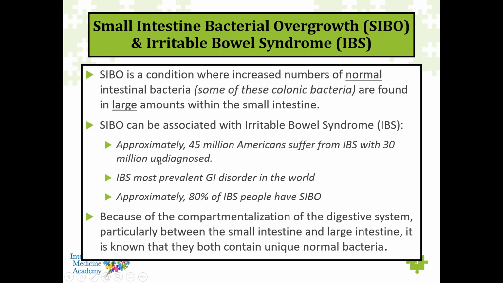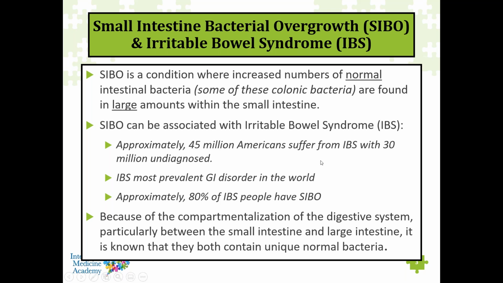So SIBO and irritable bowel, there's often an overlap. SIBO is a condition where we get increased numbers of normal intestinal bacteria, many of these colonic bacteria that find their way into the small bowel where they normally shouldn't be, at least in large numbers. And SIBO can actually be associated with irritable bowel being linked more commonly to problems in the large intestine. Approximately 45 million Americans suffer from irritable bowel, they figure about 30 million or so going undiagnosed. And irritable bowel is the most prevalent GI disorder in the entire world. So approximately 80% of irritable bowel patients also have SIBO.